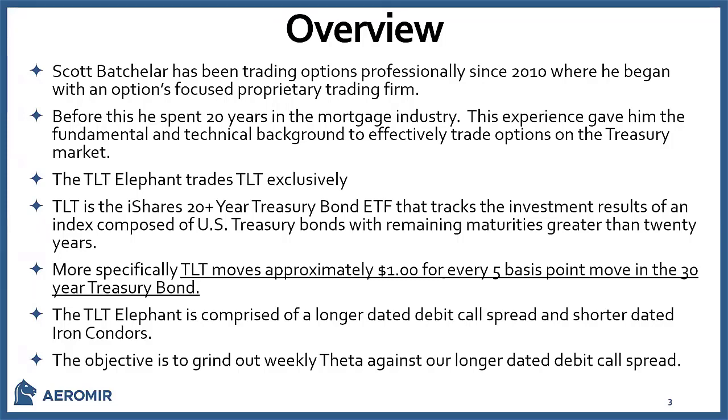The trade here that we're working with, the TLT Elephant, and you'll see why I named it the Elephant, just because, like other trades, it's what the P&L projection looks like. It's essentially created with a longer dated debit call spread, and we're selling shorter dated iron condors against that spread. The shorter dated iron condors are typically sold 2 weeks out. If IV is higher in TLT, we can sell them 1 week out and get enough premium.